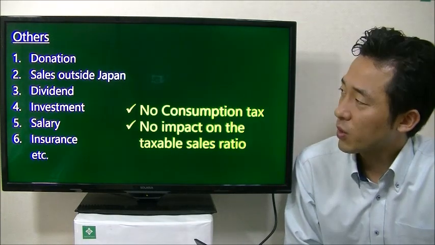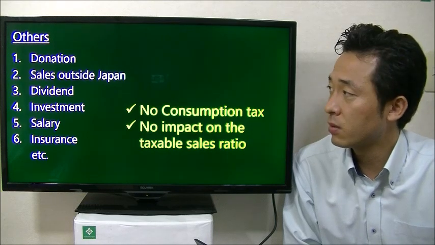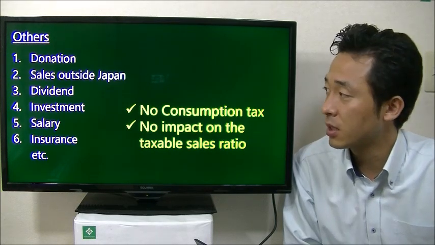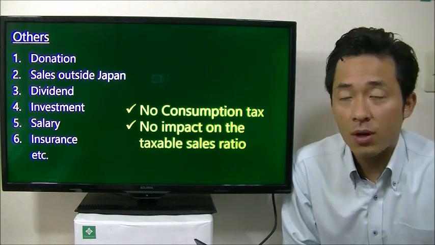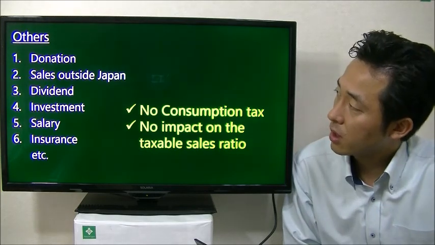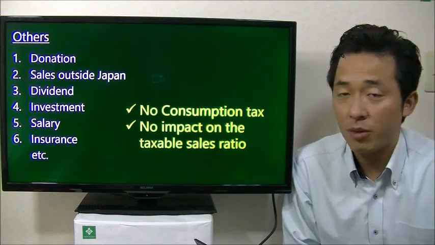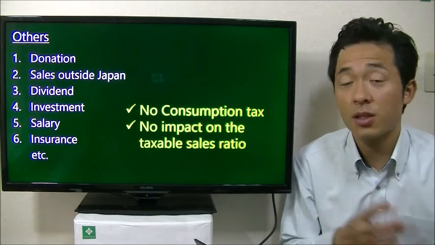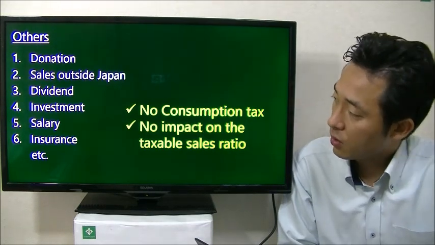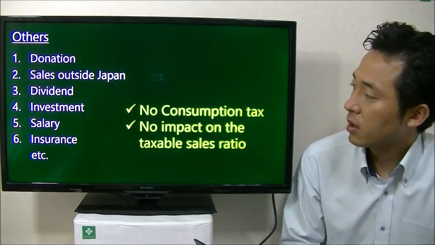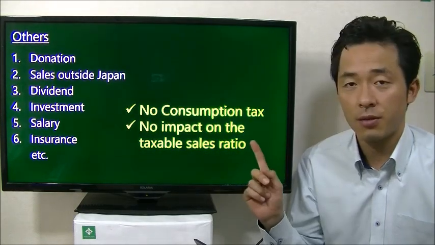The last type, others, never appears in the calculation of the taxable sales ratio, so you don't really have to think about these items when you prepare the consumption tax return. Examples are donations, sales outside Japan, dividends, investments made in companies, and your salary. You don't pay consumption tax on salary, and also insurance. So for those, there is no consumption tax and no impact on the taxable sales ratio.